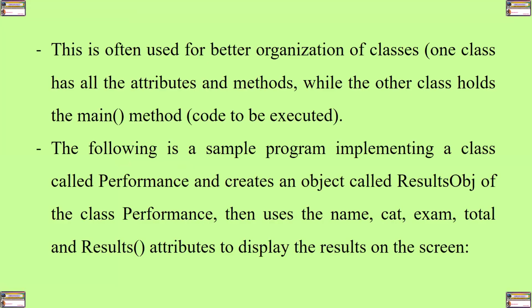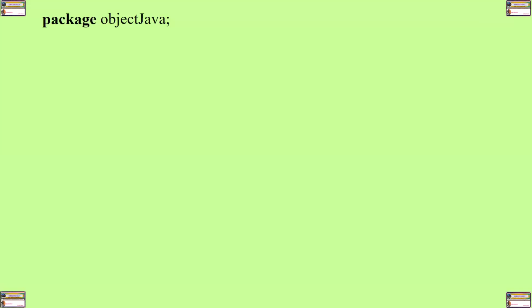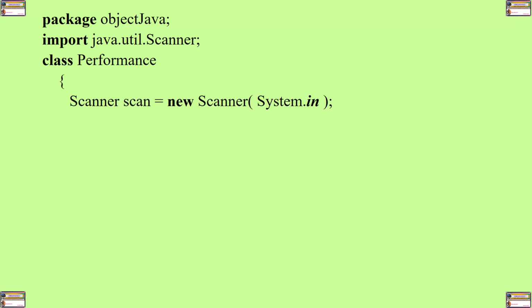The following is therefore a sample program implementing a class called performance, and it creates an object called results object of the class performance, then uses the name, cat, exam, total, and results attributes to display the results on the screen. So the name of the package or the project is object Java. Import java.util.Scanner, then we define our class called performance. So class performance, which has the following definition.